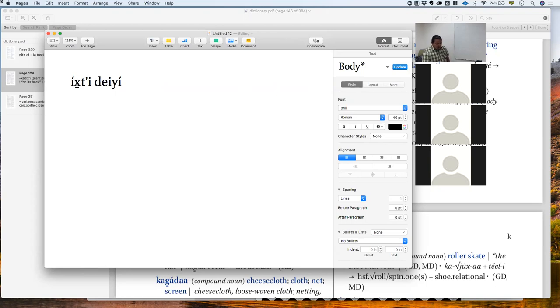And then we'll just start looking at some slides that I made that talk about how Tlingit verbs work. And then we'll just sort of go from there. Is there anything else anybody wants to try and do? Does that sound all right?